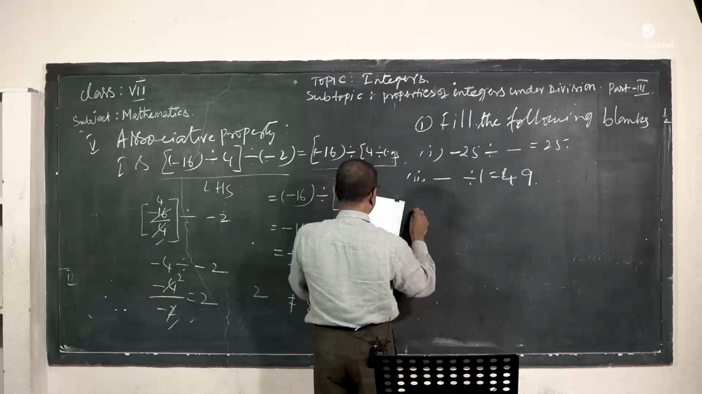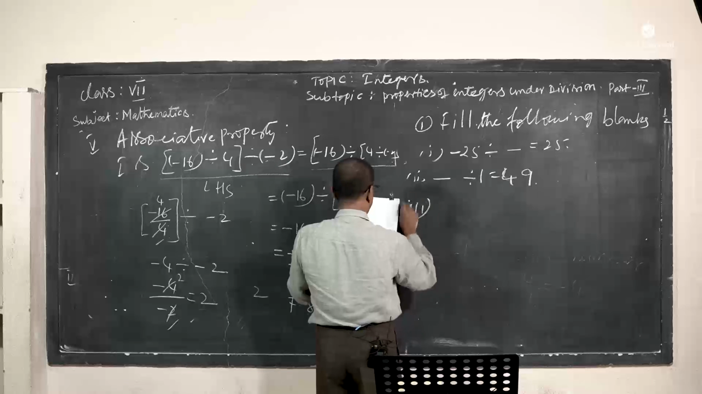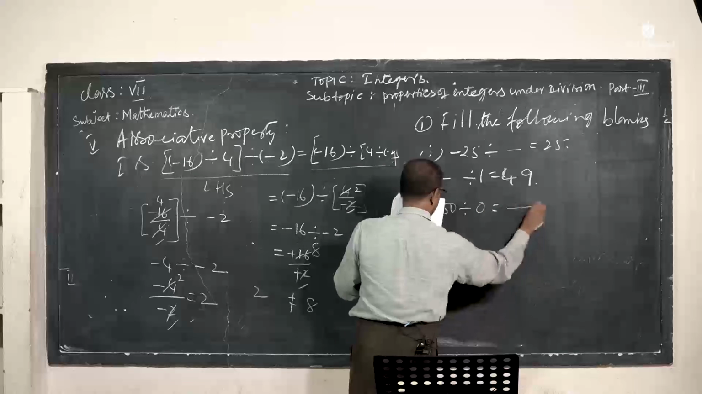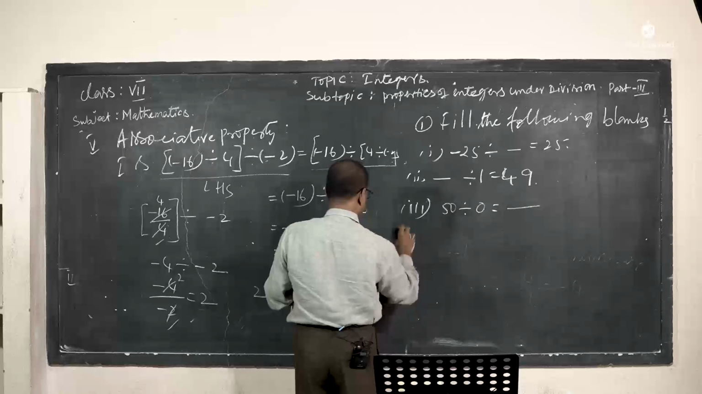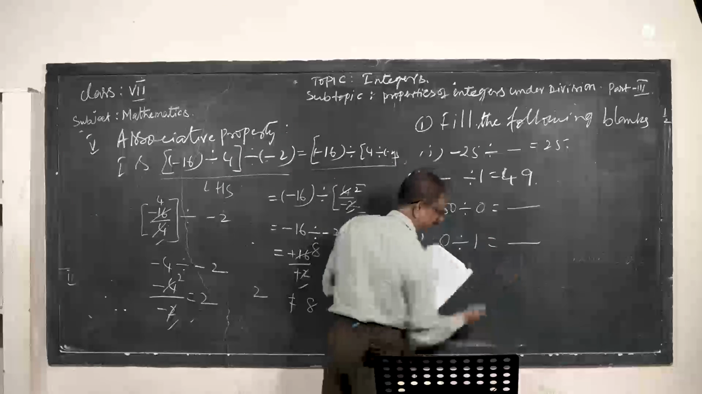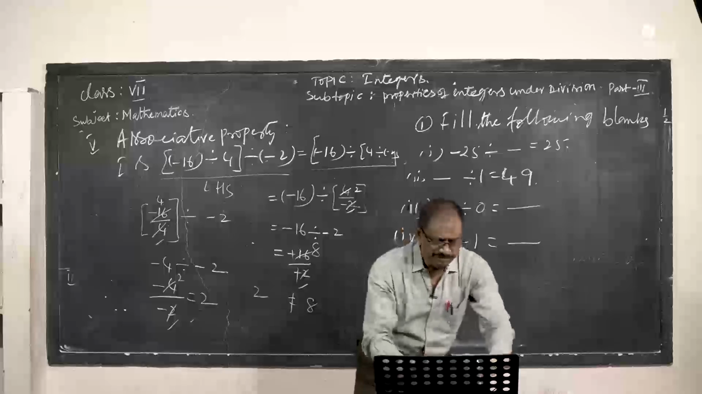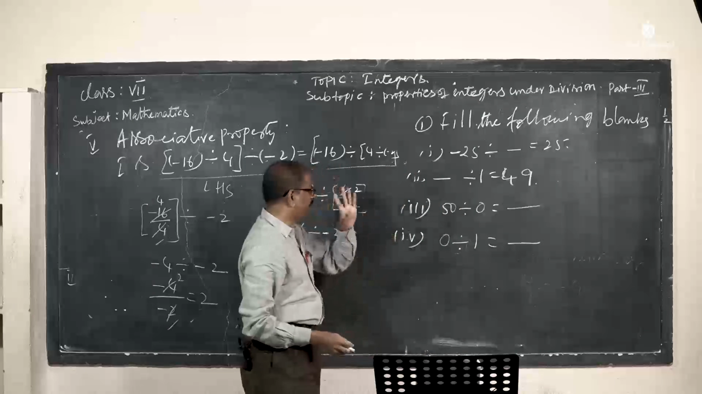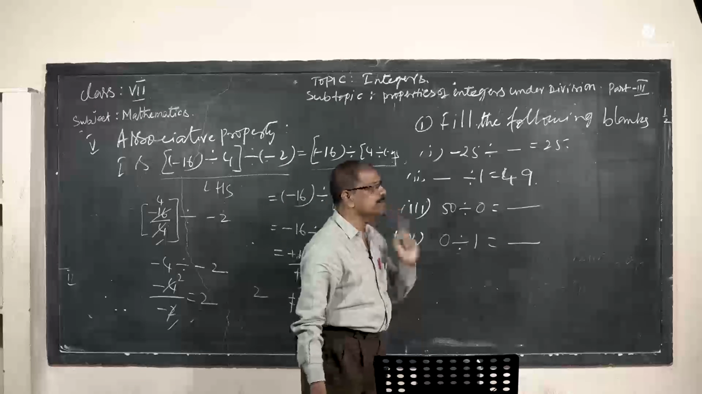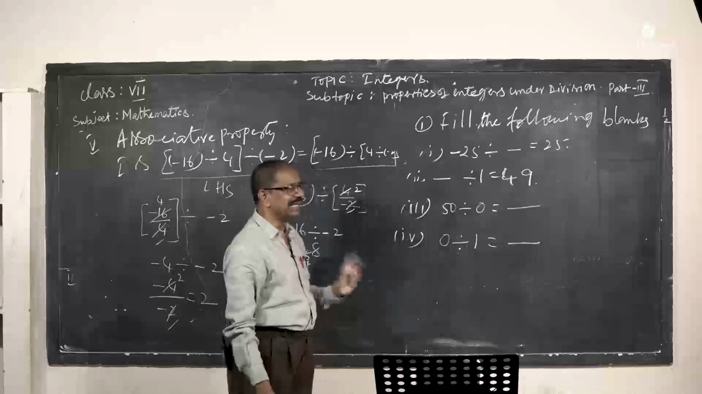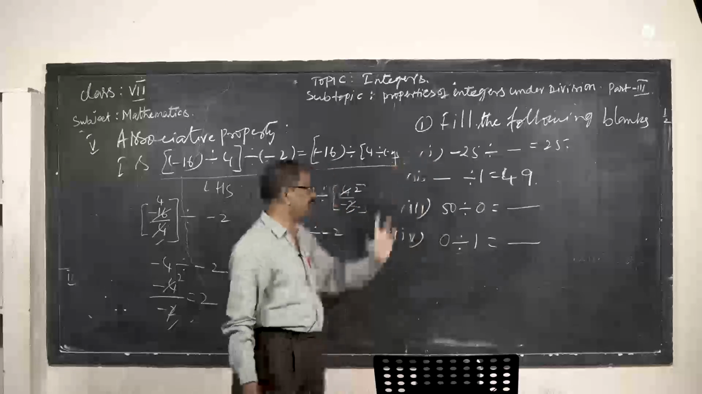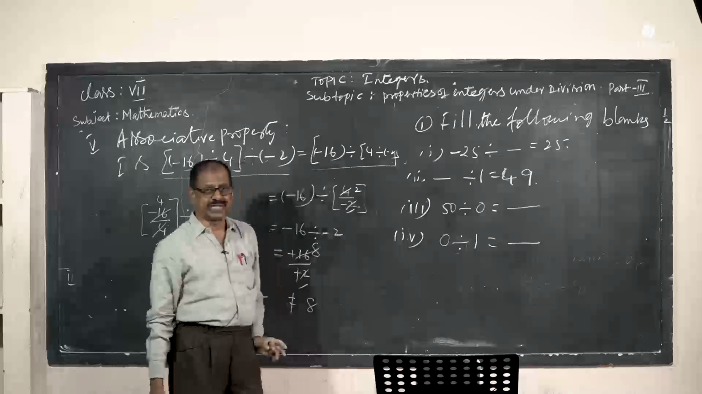The third one is given, 50 is divided by 0, what will we get? The fourth one is given, now it's very interesting, 0 is divided by 1, what will we get? Now see, whatever we have just learned, there are 4 properties we have learned: closure, commutative, then associative, next division by 0 and division by 1. This is all we are learning. Based on this, we are going to check here.